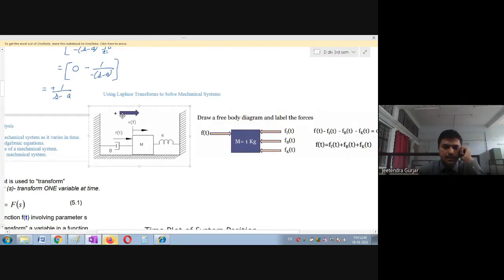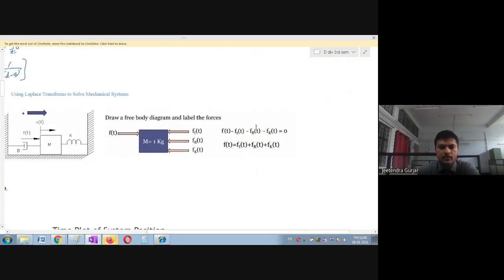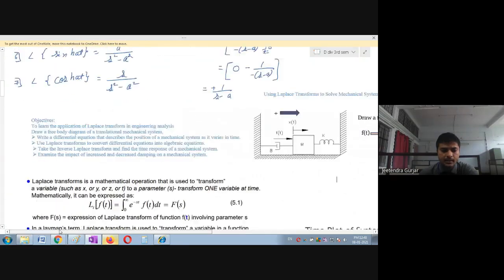Yes, in this you can see this is all a mechanical system. One can easily draw a free body diagram and label the forces. So these are the forces F1, Fp and Fkt. You can see this T represents the time interval, or we can just say the period.